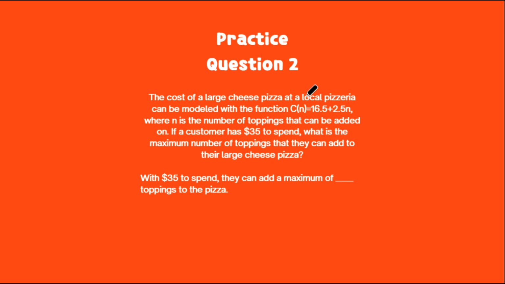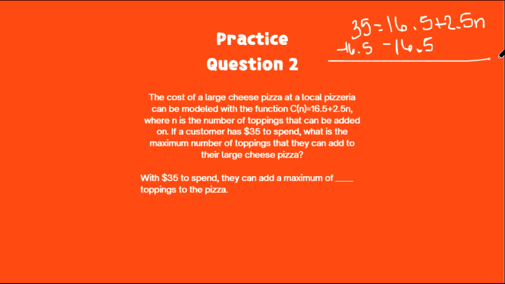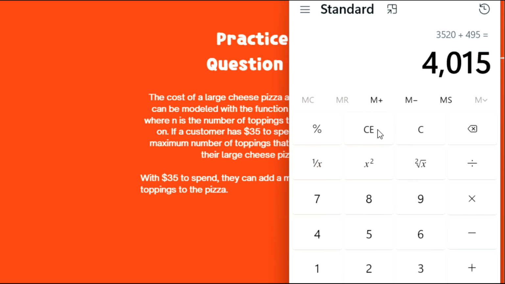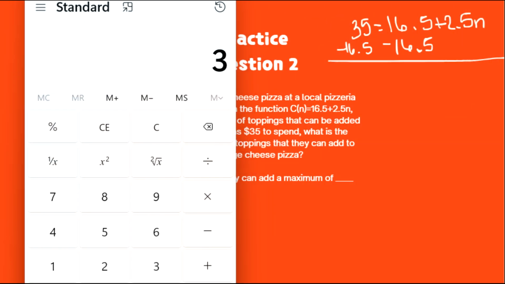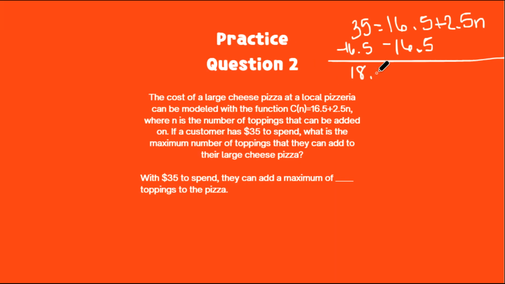So 35 is the total they have to spend. That's going to replace c of n right here. So we have 35 is equal to 16.5 plus 2.5n, and we're going to solve for n. So let's subtract 16.5 from each side. And I don't trust myself, so I'm getting a calculator for this, because by now you should know how bad I am at math. 35 minus 16.5 gives us 18.5. Okay, so that means that we have $18.50 to spend on toppings.